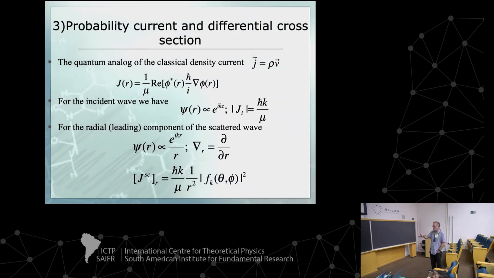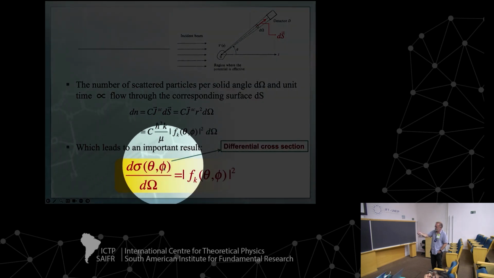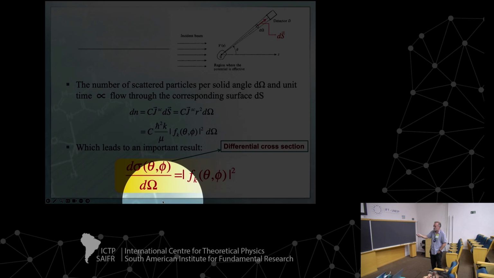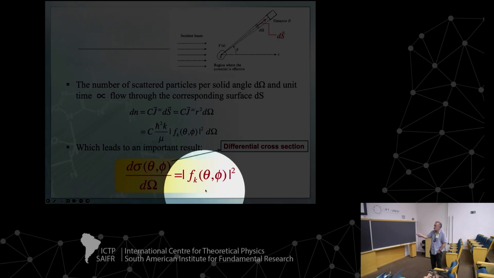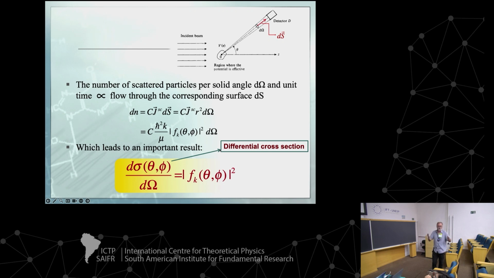And we will see that this will appear once and again in all cases. If we manipulate this a little bit more and we go down to the differential cross-section, we end up with this very important relation. The differential cross-section is the scattering amplitude squared. This is the basic equation for diffraction.